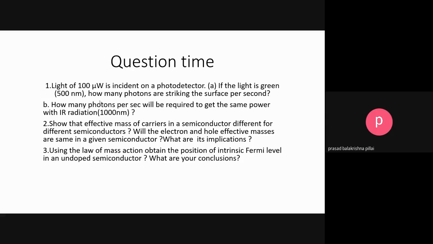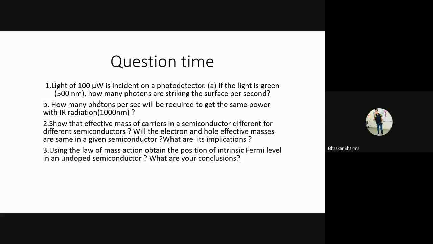The other way of writing power is the number of photons per second multiplied by the energy of one photon, which will give you the power. So from this you can find out the number of photons, because power is given and the energy of one photon can be found. You got it?